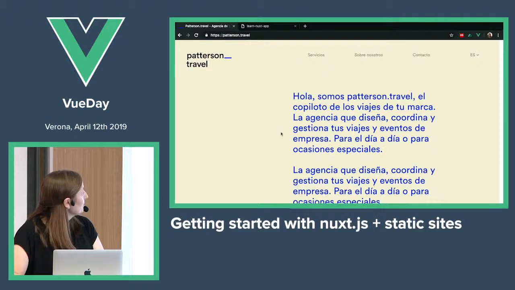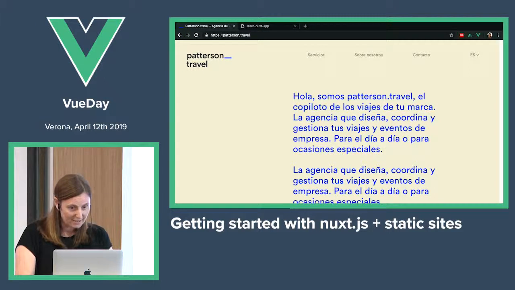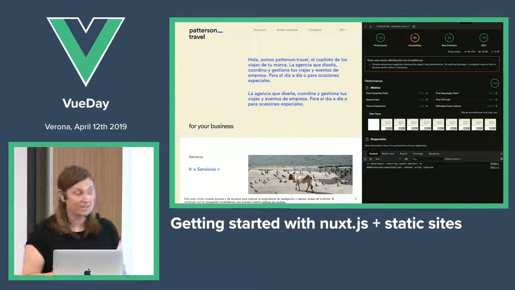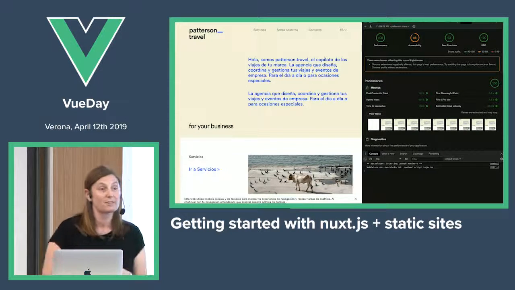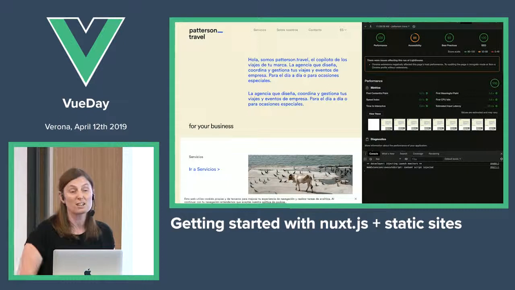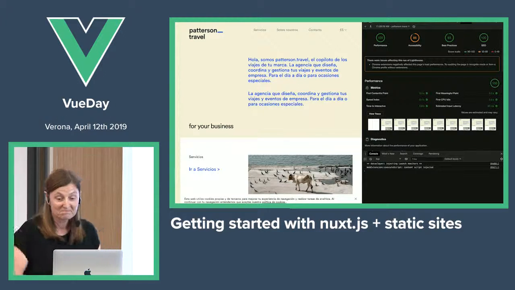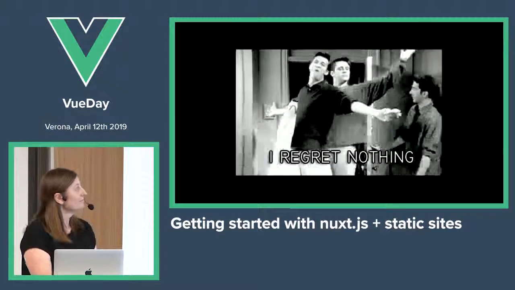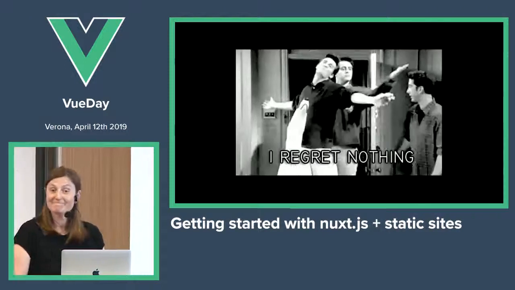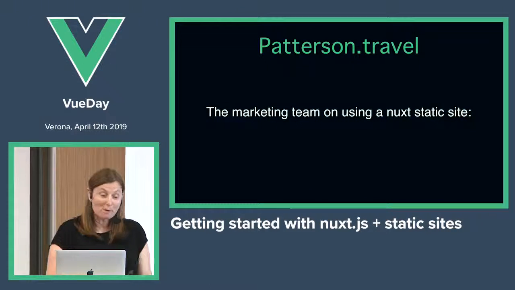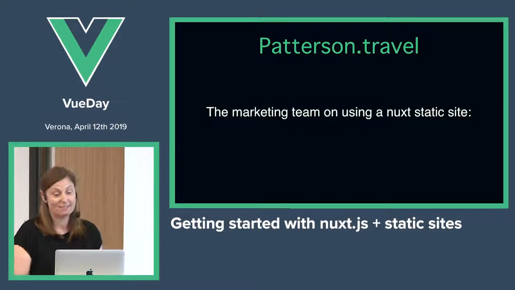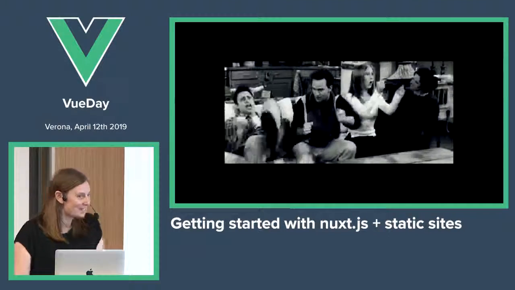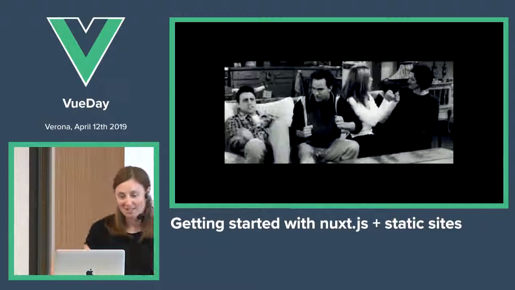Gotta find my mouse now. There we go. Okay. So this is why you should use a static site, because basically you've got great performance, you've got your server-side rendering, you've got everything, but it looks and feels like a single-page application. It's fast. Our front-end team on using a Nuxt static site. And our marketing team on using a Nuxt static site. Everyone's happy, right? So, you know, why should we use a single-page application when we can have everything?